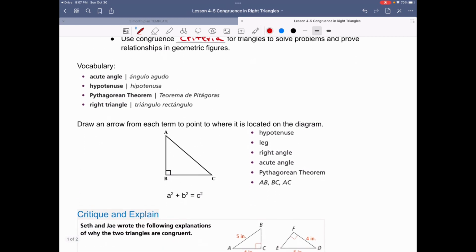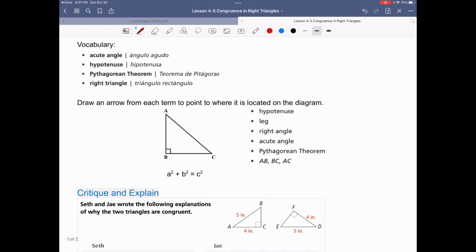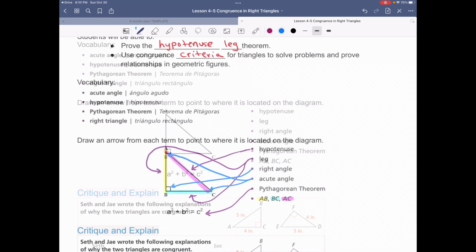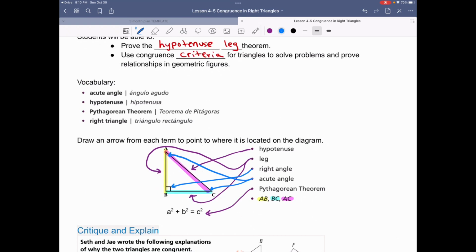Okay, let's practice some of our vocabulary. You're going to draw an arrow from each term to point to where it is located on the diagram. Pause the video right now while you do this. Here you can check your work to see if your arrows are going to the correct places on this right triangle.